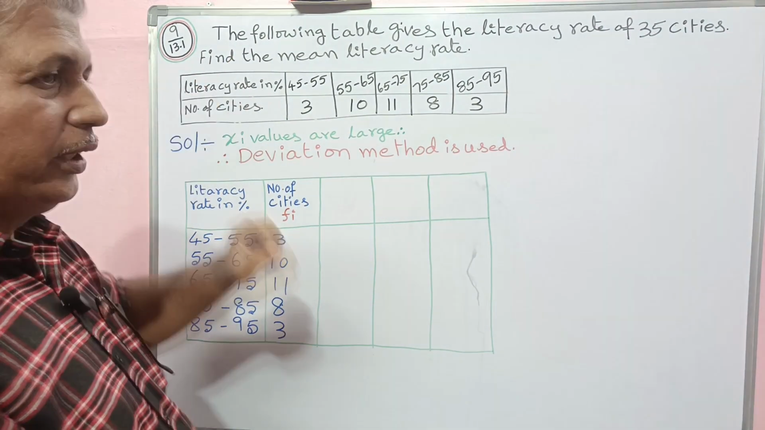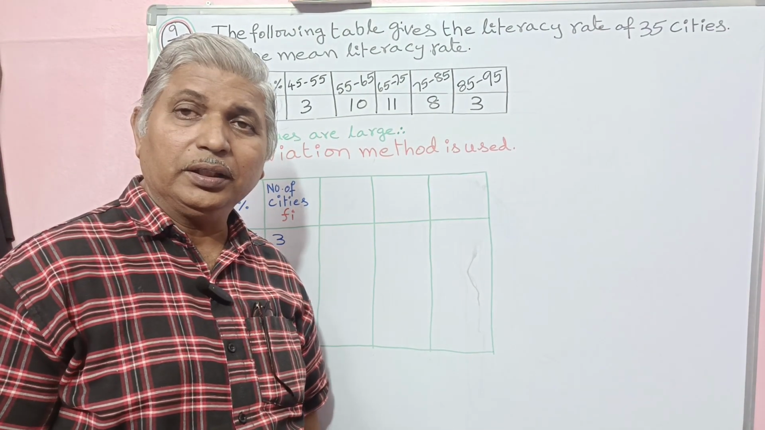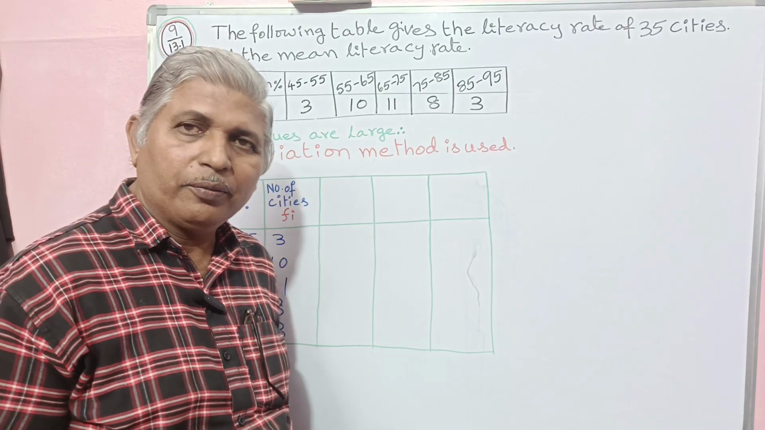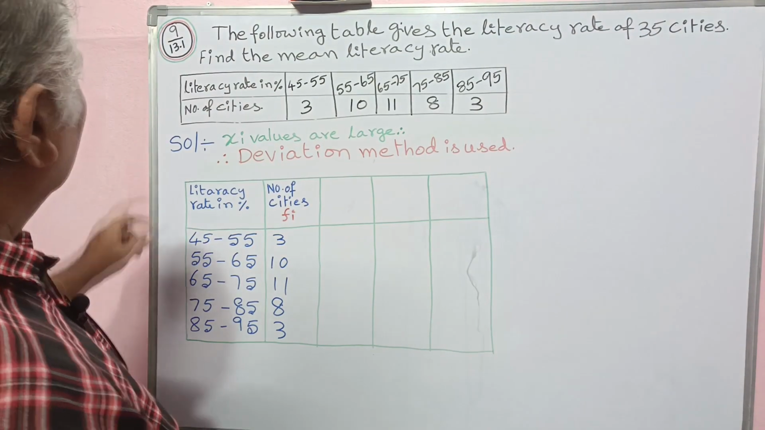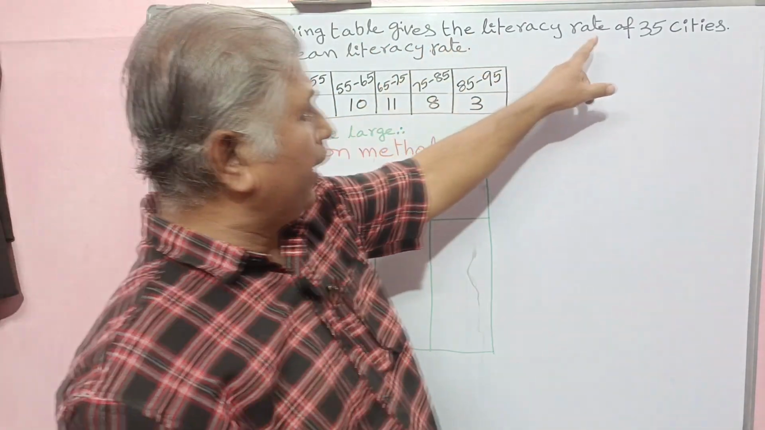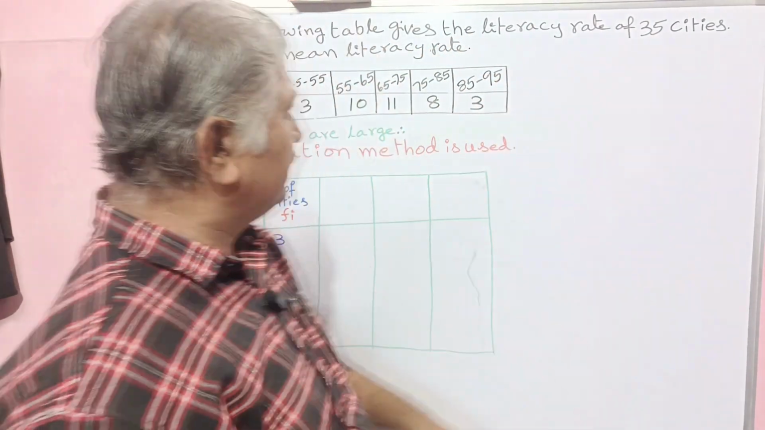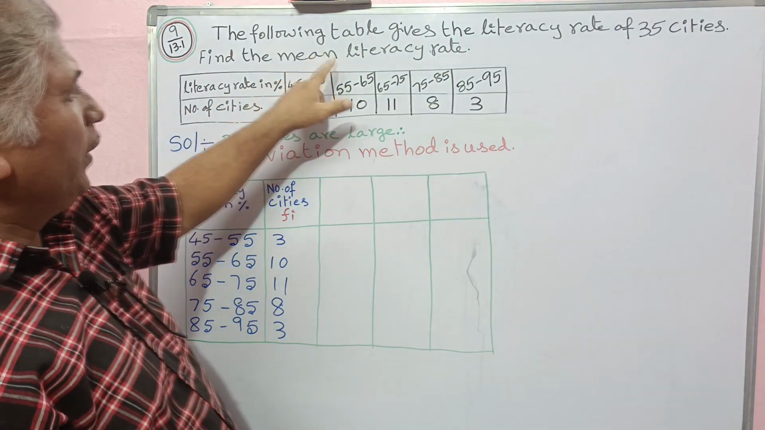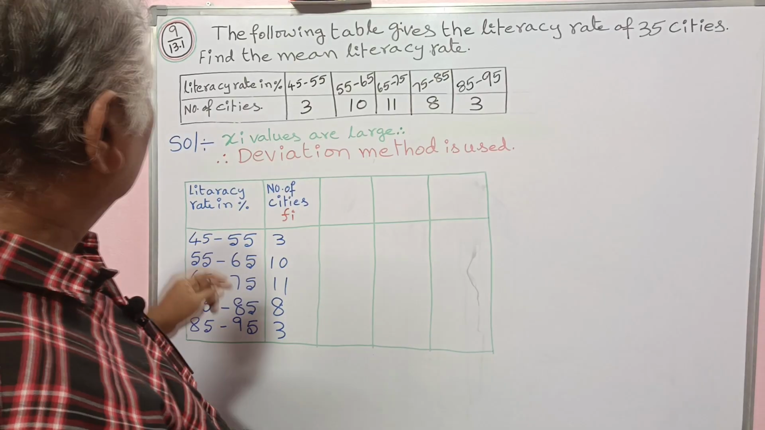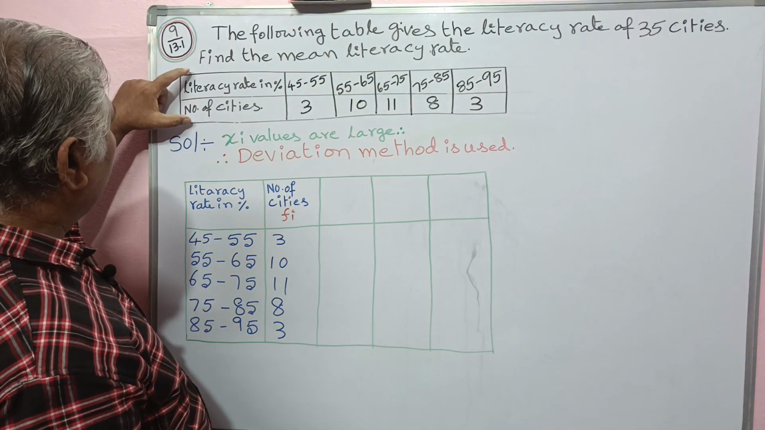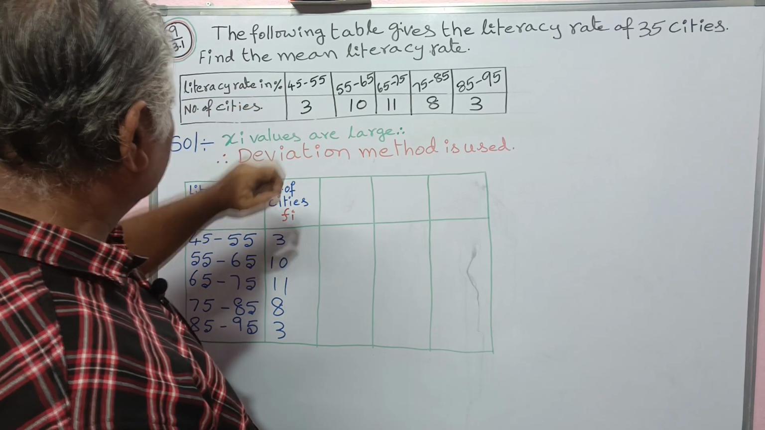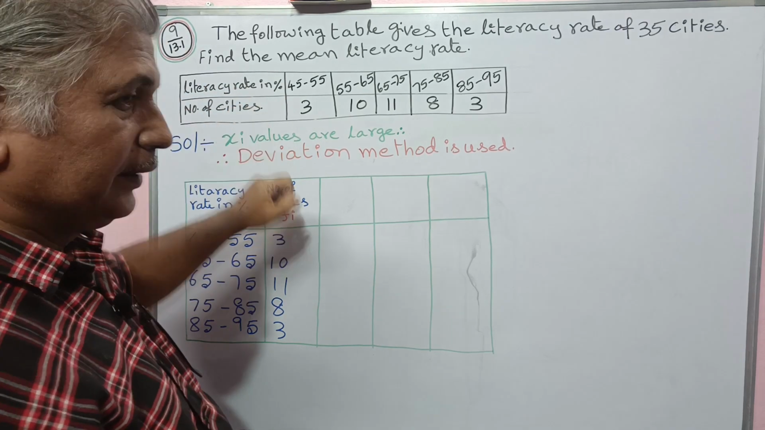This is the 9th question and the last question of this exercise, that is 13.1. The following table gives the literacy rate of 35 cities. Find the mean literacy rate. Here, the table is given with literacy rate in percent and number of cities.